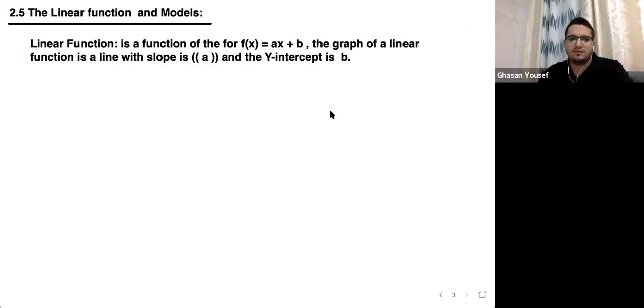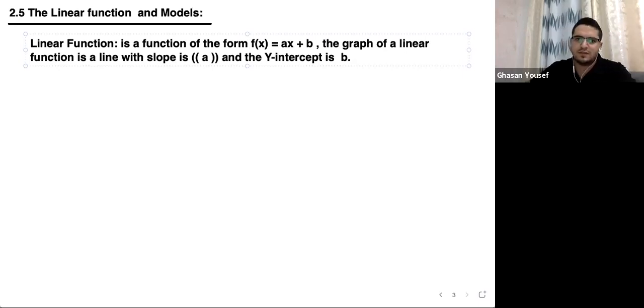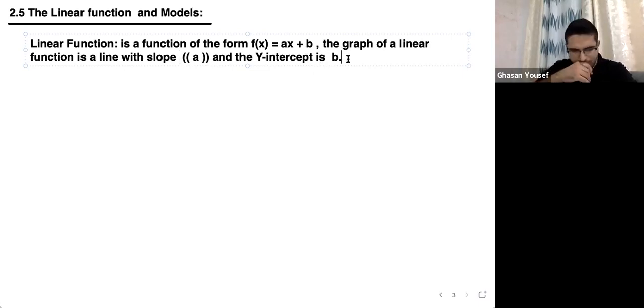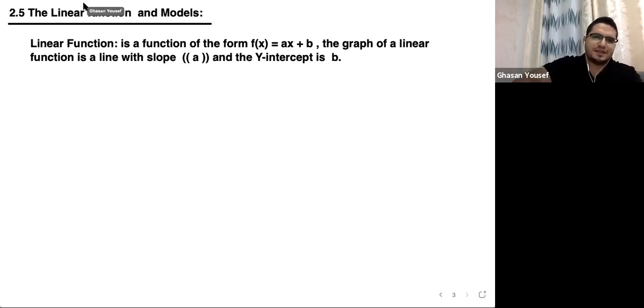So it's a function of the form f of x equals ax plus b. The graph of a linear function is a line with slope a and y-intercept b. Correct. Okay, first of all, I'm going to give an example of how we can determine if the following function is linear or is not linear.